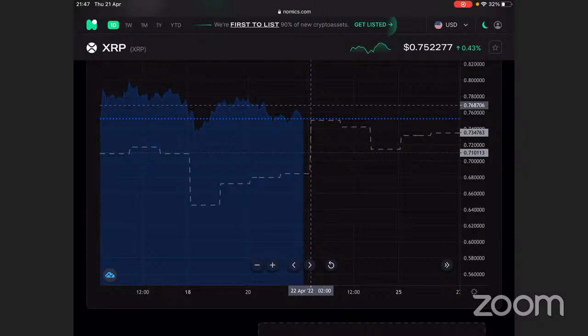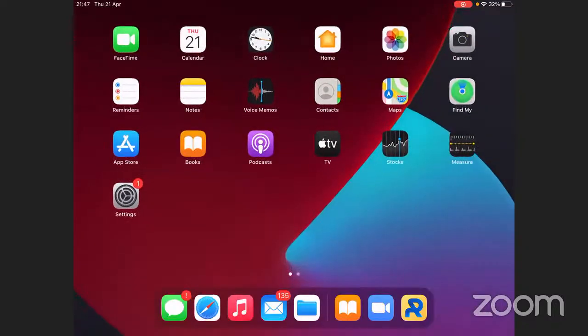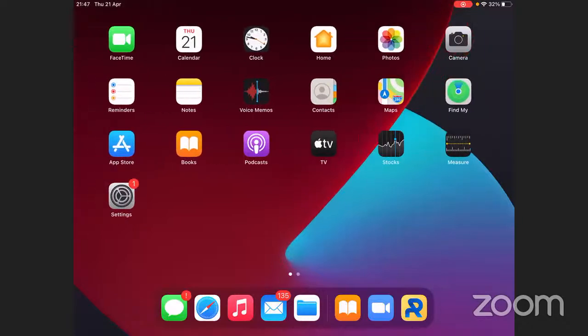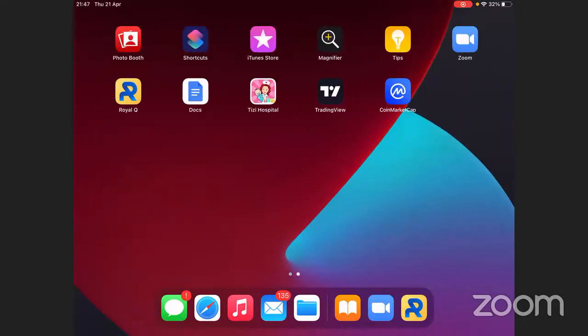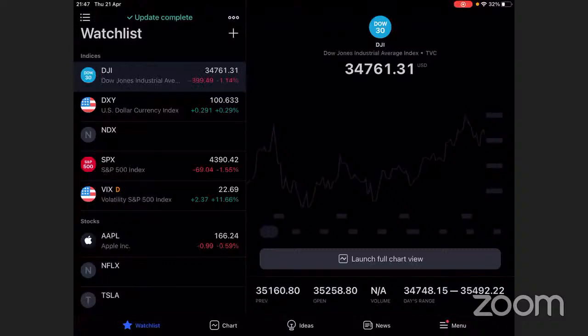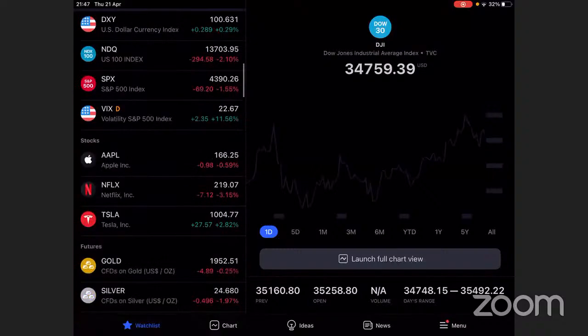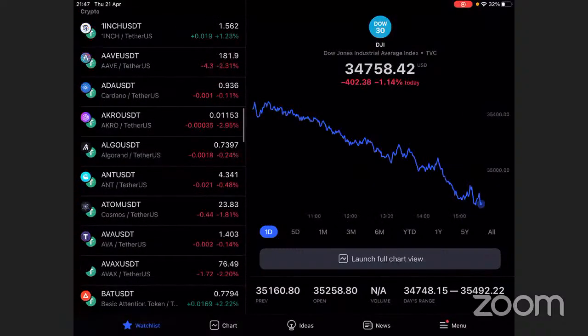So we use what is called the Trading View app. This is charts. We look at the charts on the Trading View app. Let me go to the Trading View app. So I'm also going to load the XRP on my Trading View app. I've already put them on the watch list. This is the wonderful thing about these apps.